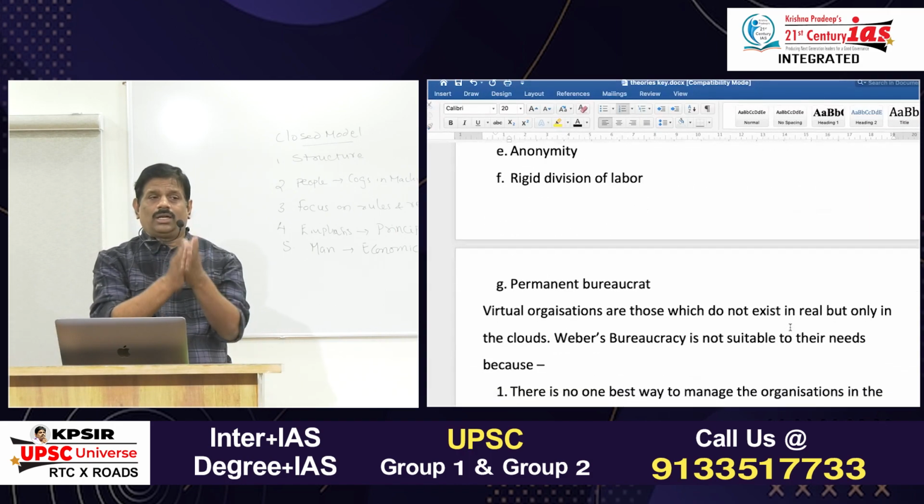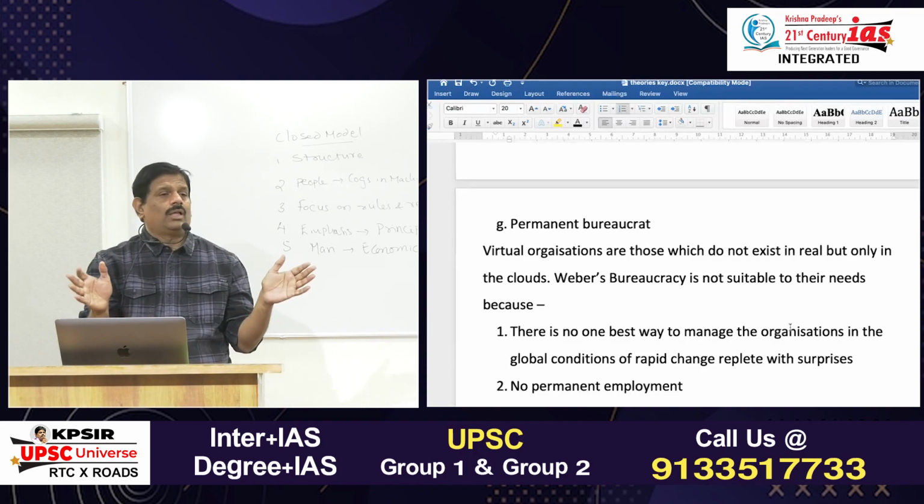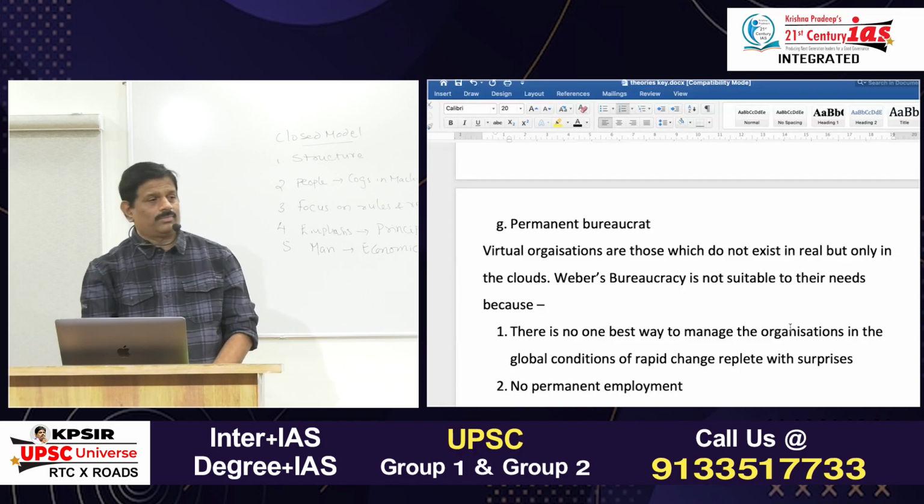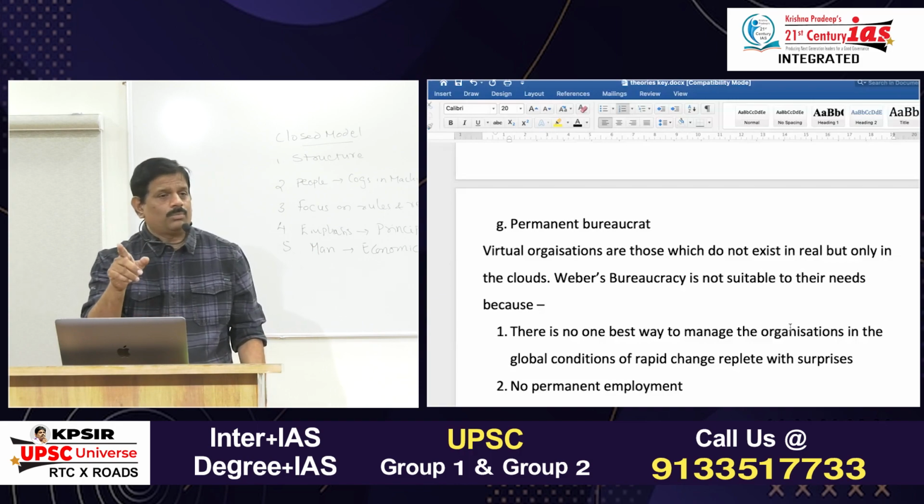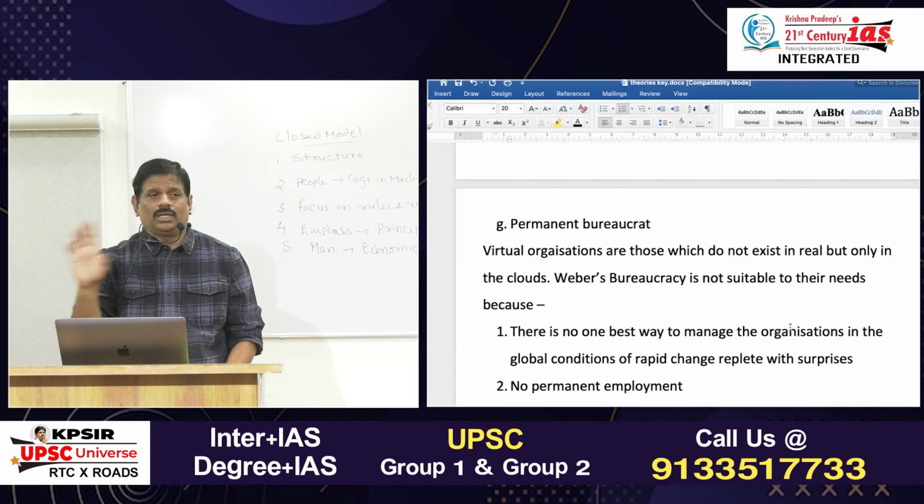Work is vertically divided between superior and subordinate and horizontally divided among the same level of employees. And the bureaucrat is appointed on a permanent basis. When I am saying appointed, he is not elected like a politician. His permanent means he is not temporary like a political executive.